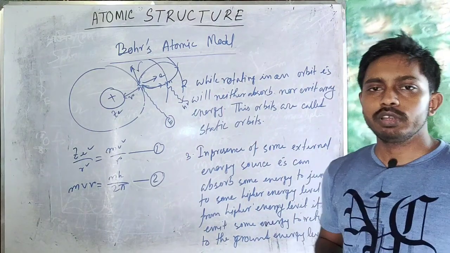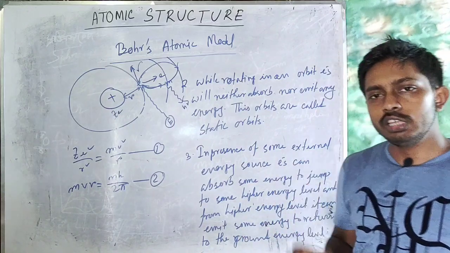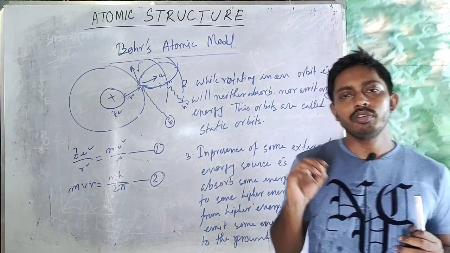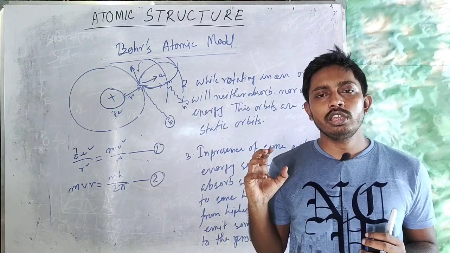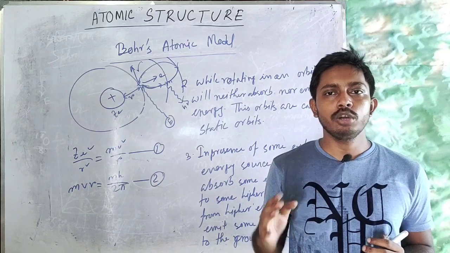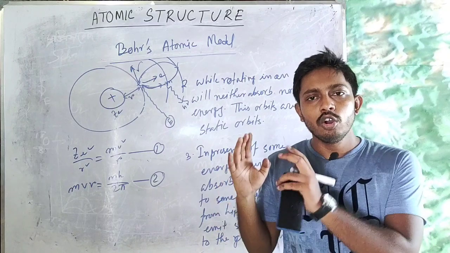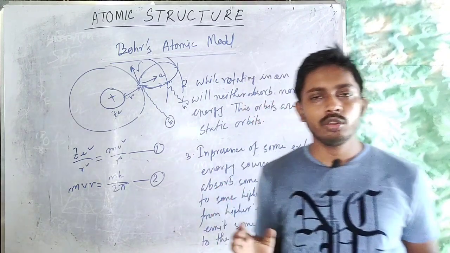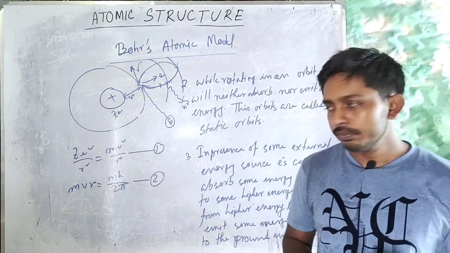So these were the conditions of Bohr's atomic model. Now based on this model, one can calculate the radius of an orbit, the velocity of an electron while rotating in an orbit, energy of an electron while rotating in an orbit, and the amount of energy which will be absorbed or emitted when an electron jumps from some lower energy level to higher energy level or some higher energy level to lower energy levels respectively. So now let's try to calculate the radius of an orbit following this model.